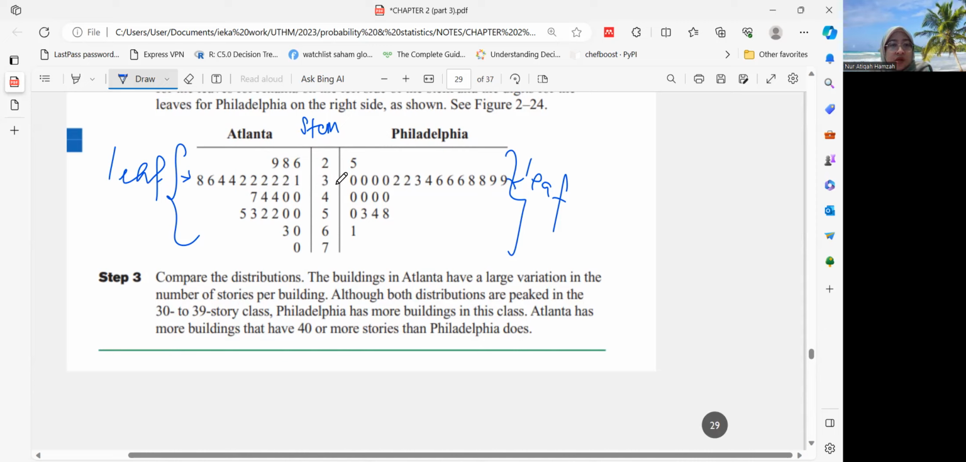So, kalau awak bandingkan pula, okay, untuk 40 stories and above, dekat Atlanta ni lagi banyak nak banding dengan Philadelphia. Sebab dekat Philadelphia ni lagi banyak dekat bahagian 30 to 39 stories.